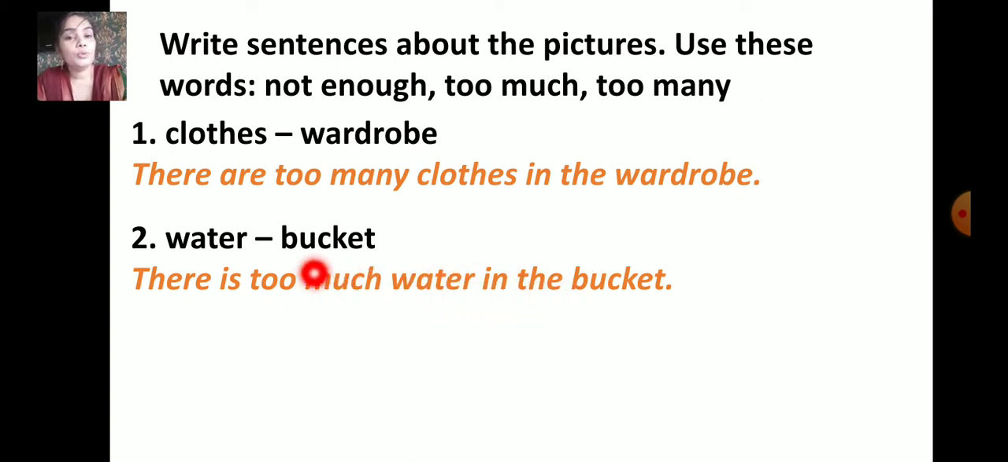So remember to use is and are. Clothes is plural, so you have to use are, and water, here we cannot count the water, so you have to use is. So there is too much water in the bucket.